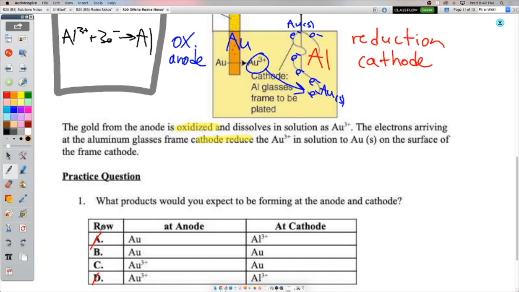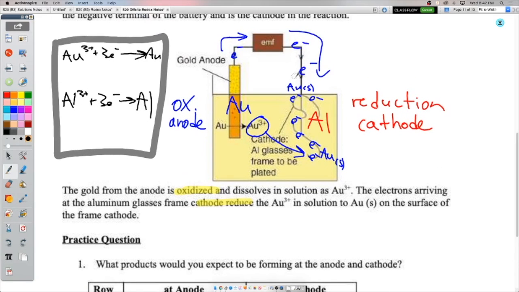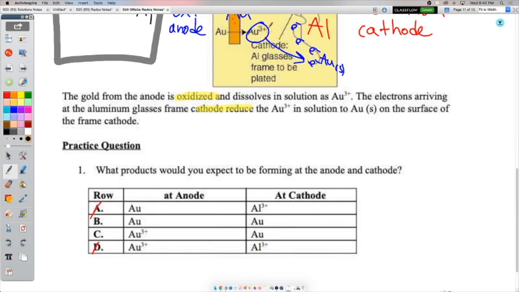At the anode, what is being produced? Well, this solid gold is having its electrons stolen by us. We're forcing it to give up its electrons because this is an electrolytic cell. So we force it to do the opposite of what would usually happen based on our table. It's losing its electrons, so gold is becoming gold 3+. It's being oxidized into gold 3+. So what product is forming? Not solid gold, that's actually what's disappearing. What's our answer then? That leaves C.